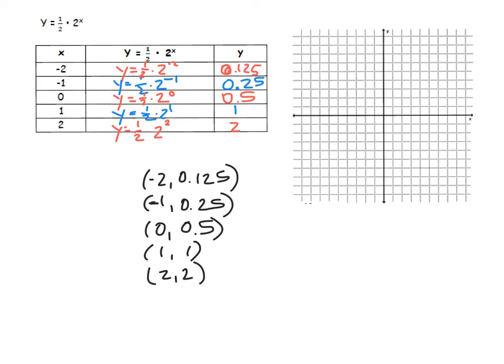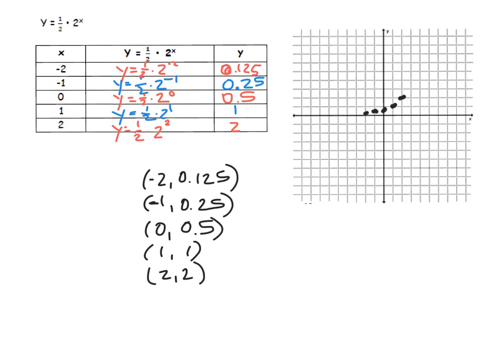We'll go ahead and plot those points. -2, 0.125 is really close to that x-axis right there. -1, 0.25, we move that up just a little bit, maybe not quite to there. 0, 0.5, which is going to be about half the distance between 0 and 1, right? And then we've got 1, 1. It's kind of hard to get these points on this graph. Sorry about that. And 2, 2.